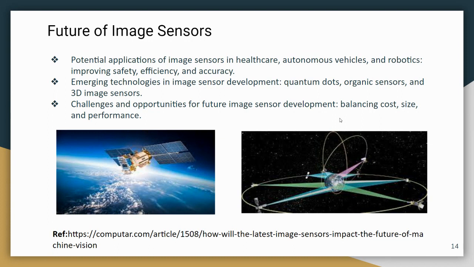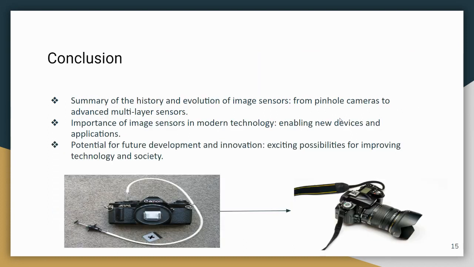I would like to conclude this seminar on the history and evolution of image sensors on a note. In conclusion, the history and evolution of image sensors has been marked by a continuous effort to improve image quality, increase sensitivity to light, reduce power consumption, and so on.